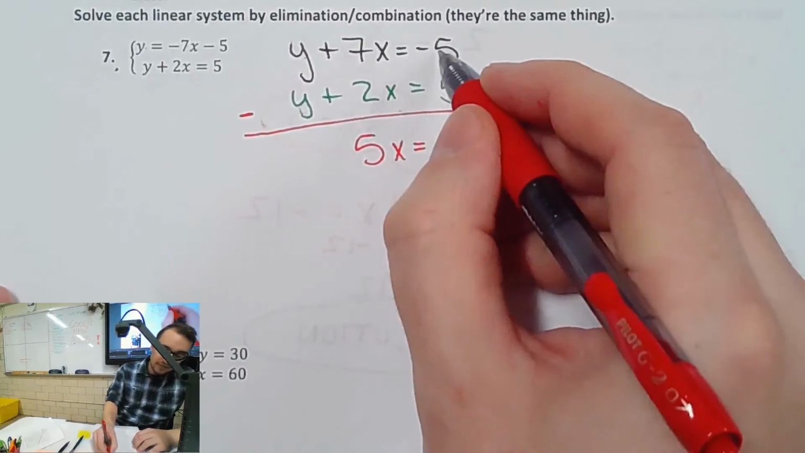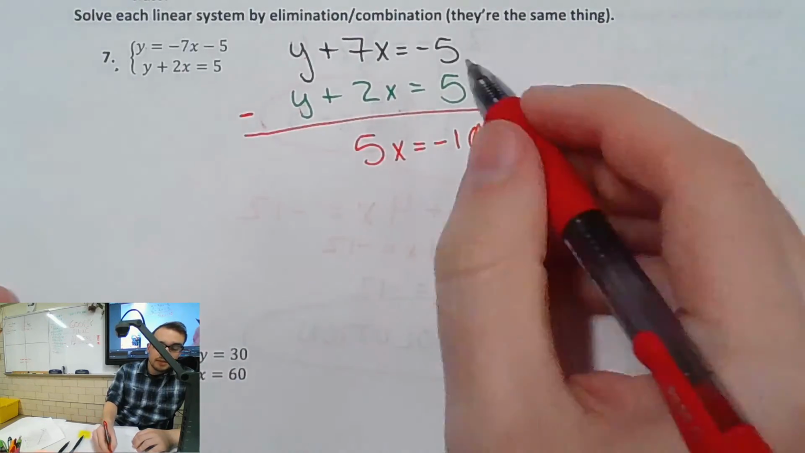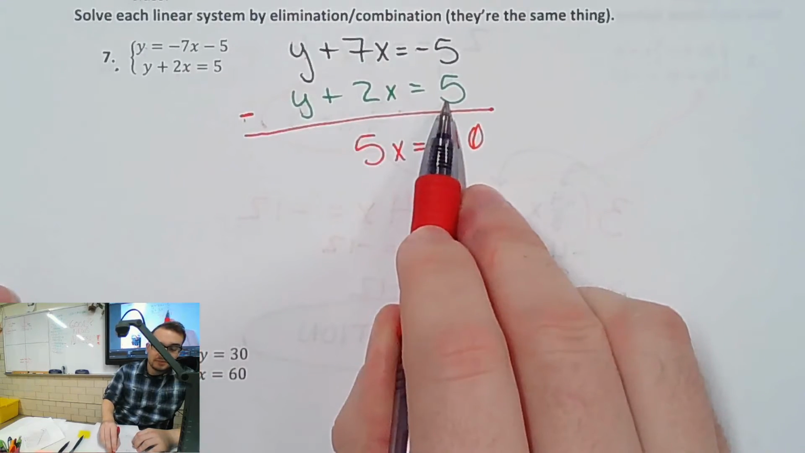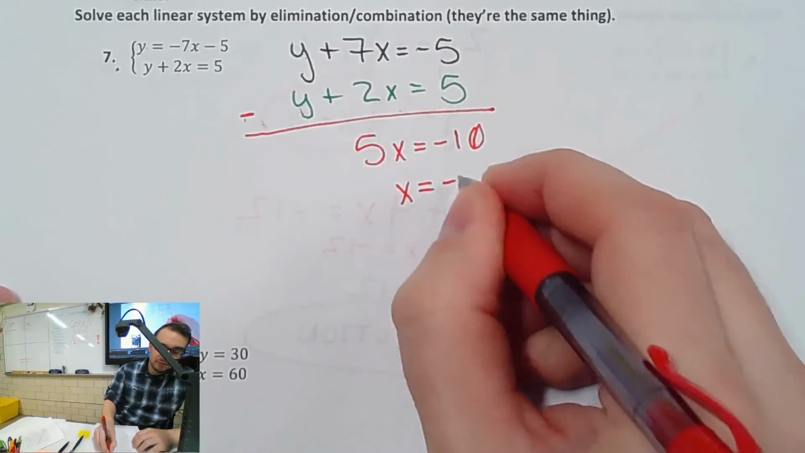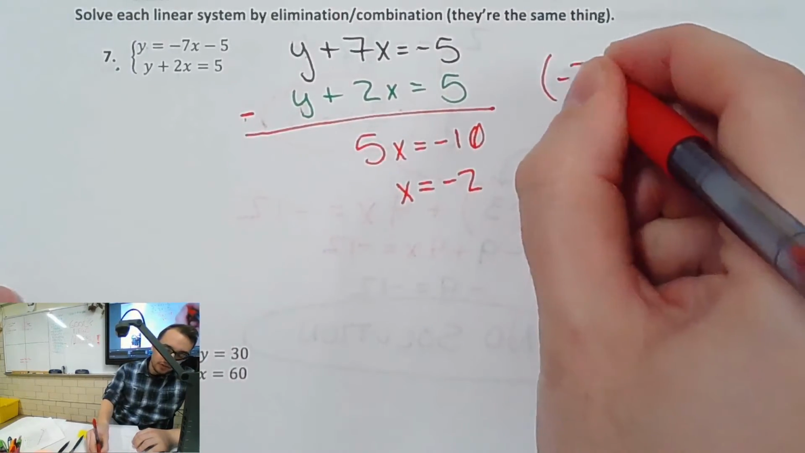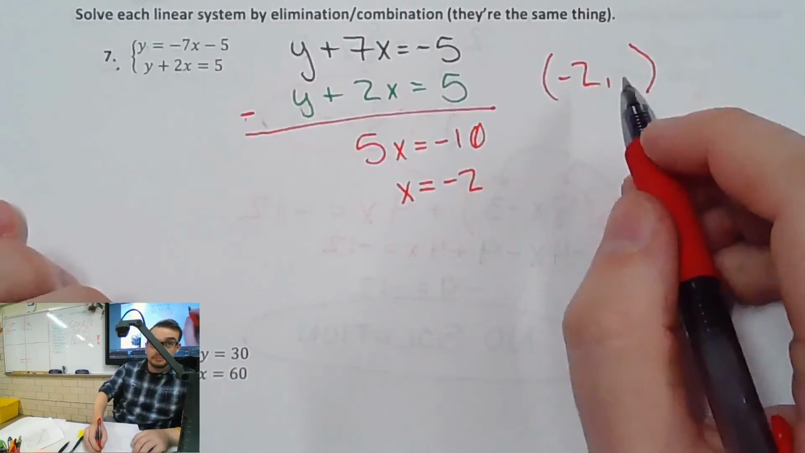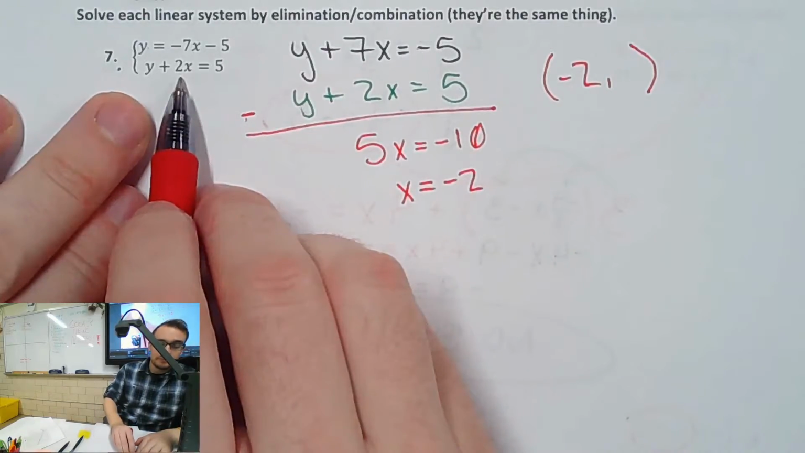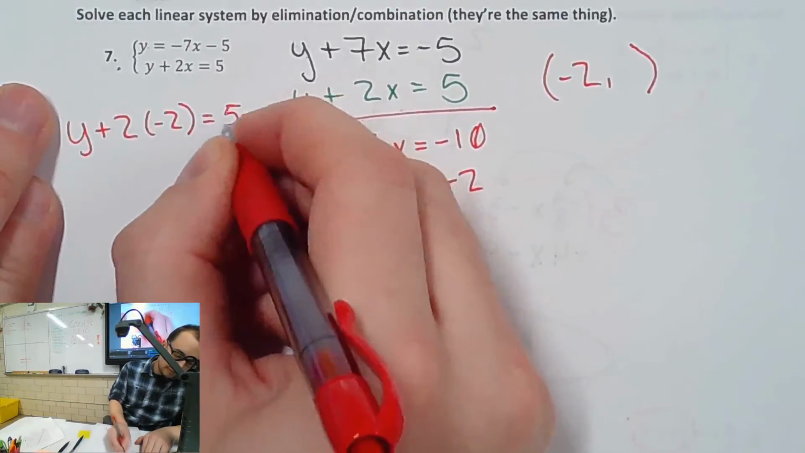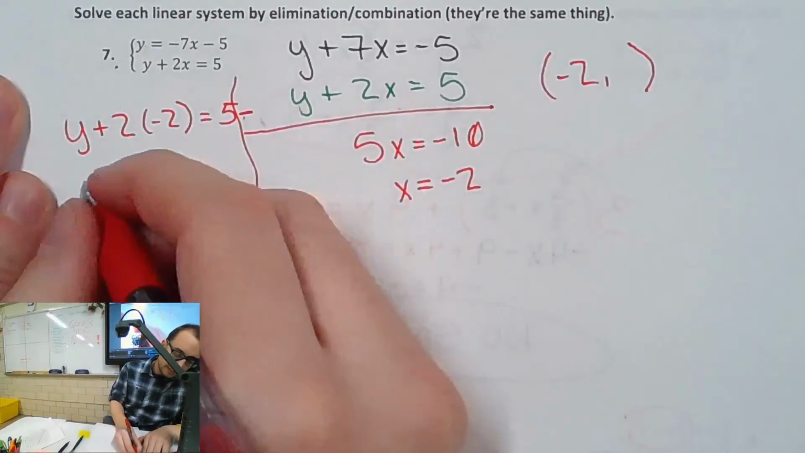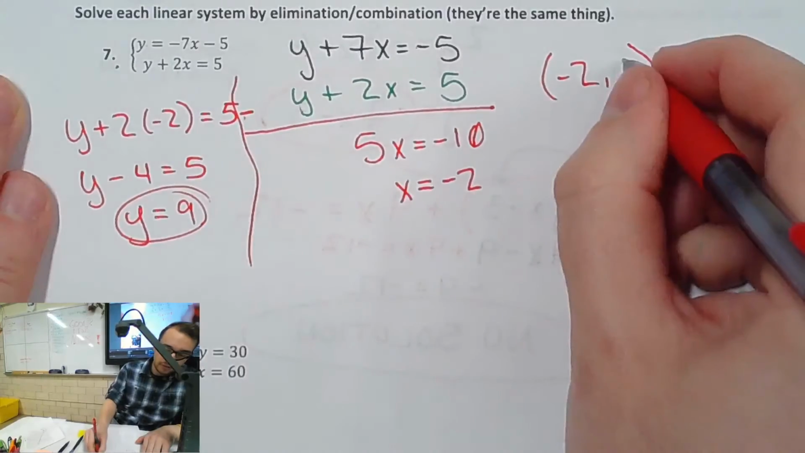5x equals 0. Negative 5 minus 5 is negative 10. Wait. Negative 5 minus 5. X equals 2. Classic mistake. Always look back at the sign. X equals negative 2. So the solution is going to be negative 2 comma something. How can I figure out the something? Plug it in to the original equation. I'm going to plug it in here. Y plus 2 times negative 2 equals 5. That's going to be y minus 4 equals 5, which means y is 9. You can't just assume 0.